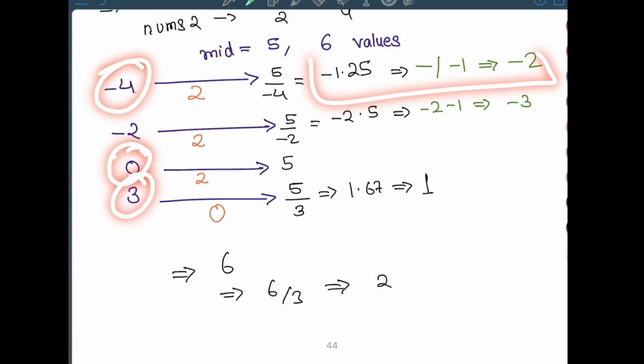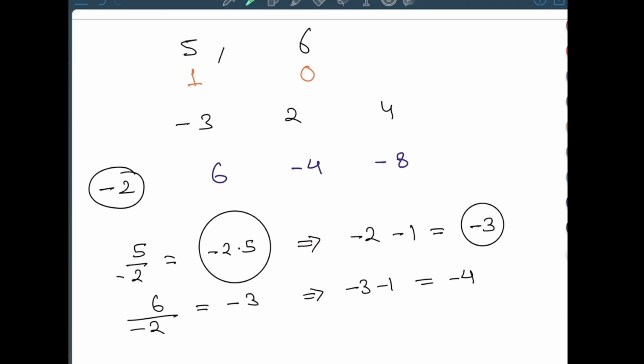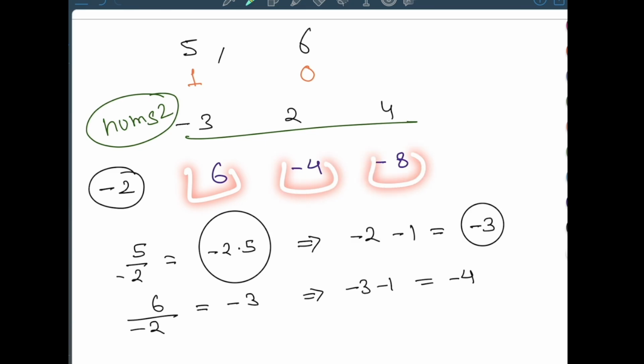Why are we using this formula? Let me tell you. Let us say we are trying to search for two different values, 5 and 6. Now, if this is my array, minus 3, 2 and 4, and one of the numbers is minus 2 in the other array. Let us say this is my nums2 array. This is nums2. And this is one of the numbers I have in the nums1 array, minus 2. Then the products are 6, minus 4, minus 8.